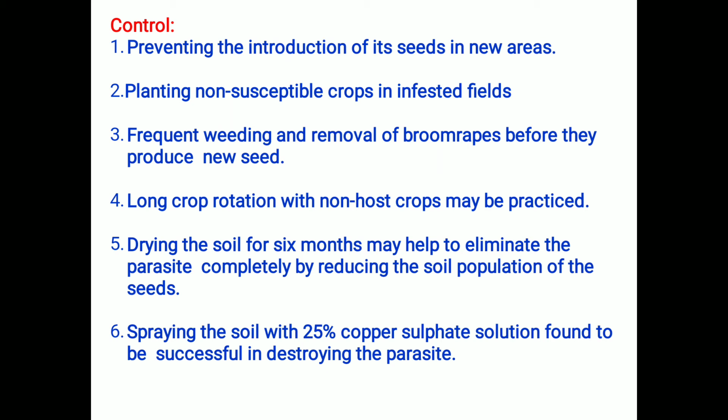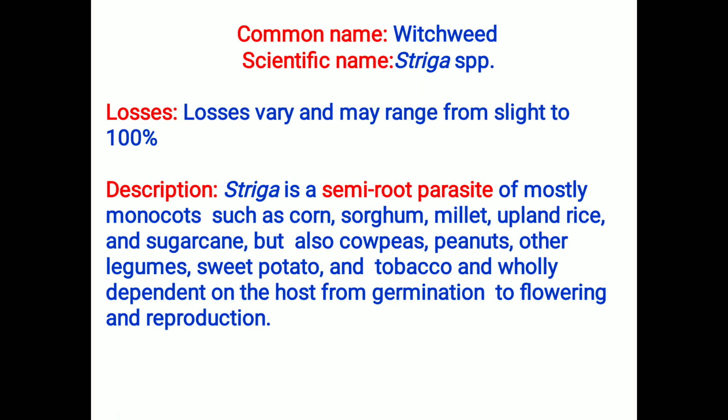Next, spraying if the infestation is severe. Spraying the soil with a 25% copper sulfate solution is found to be effective. So this is about the control measures of Cuscuta or the total root parasite.